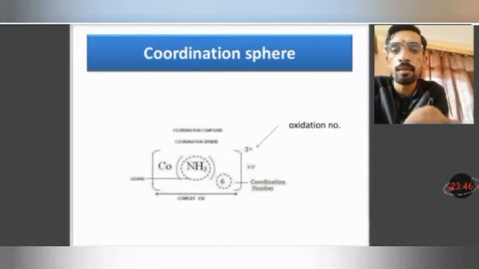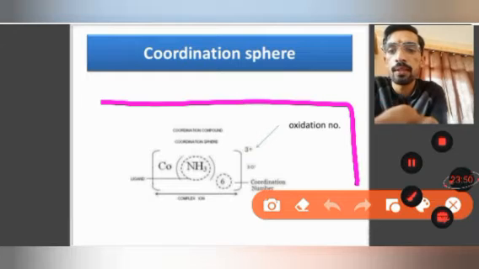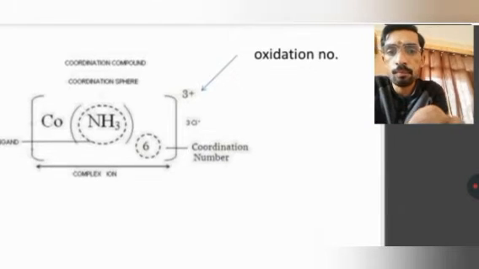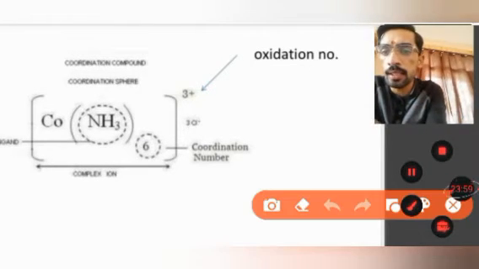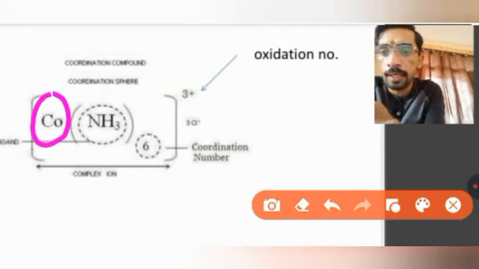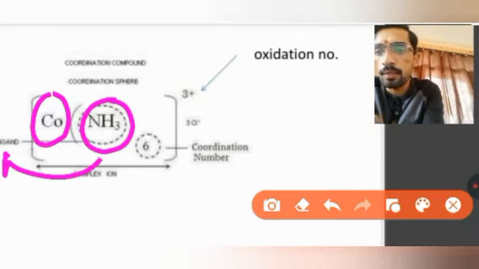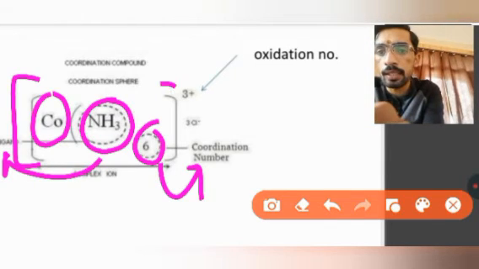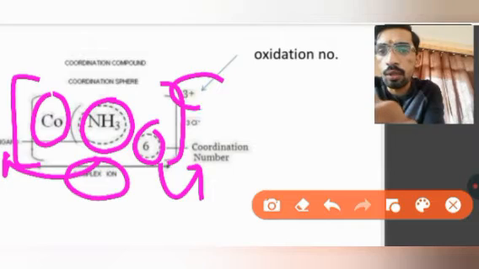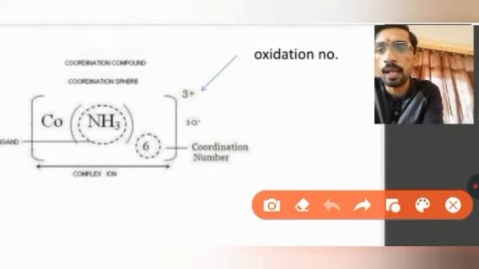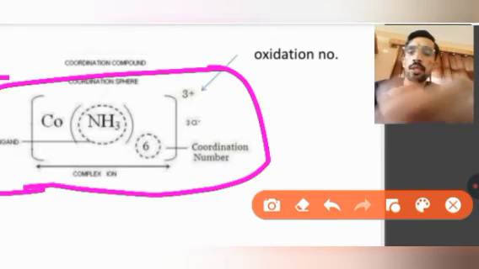Here coordination sphere. What is coordination sphere? This whole set is called coordination sphere. Let me zoom it, then it can be more clear to us. So you can see here, dear students, this cobalt is called central metal. This NH3 is ligand. This 6 is a coordination number. And this whole which is inside this bracket is called complex ion, and this is called oxidation number. These are called primary valency, and this whole set is called coordination sphere or coordination compound.